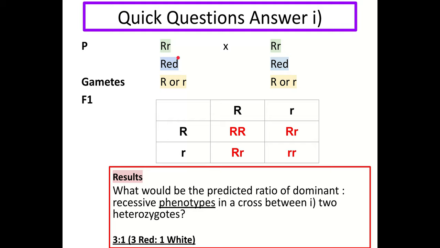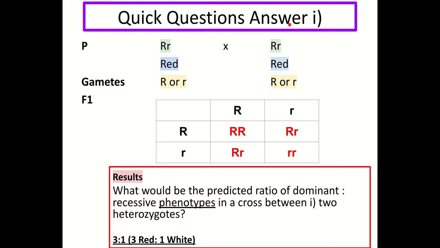So what I would do is take the M1s. Here are two heterozygotes, which means they have a big R and a little r. They're both going to be red because red is dominant. This one can pass on a big R or a little r, and this one can also pass on a big R or a little r.